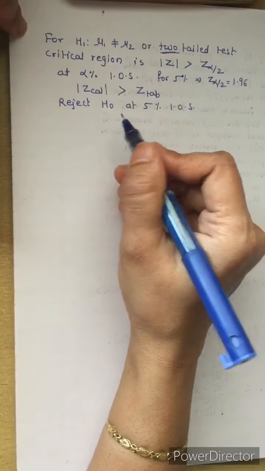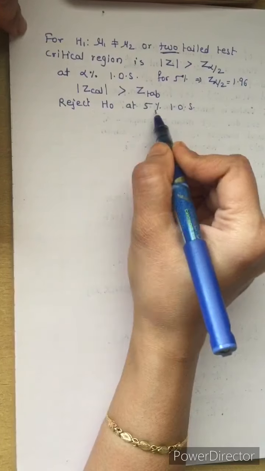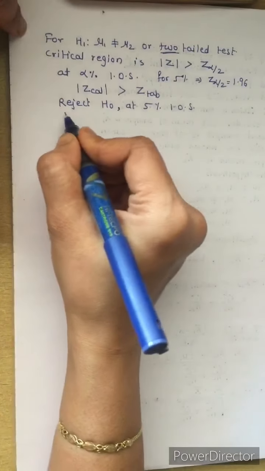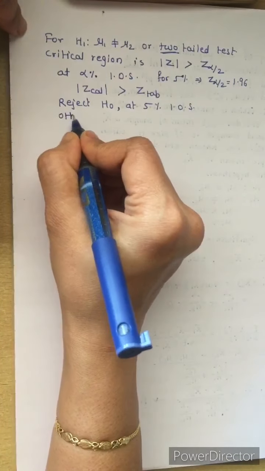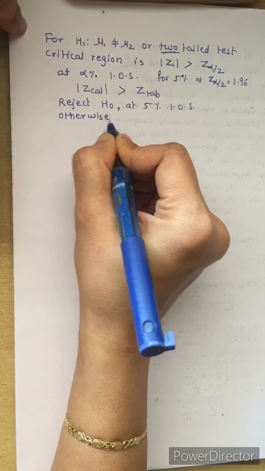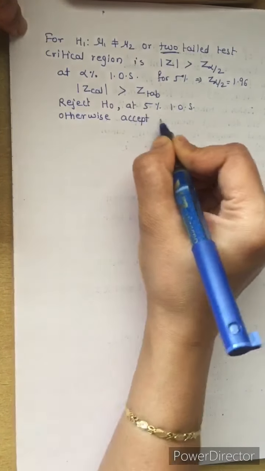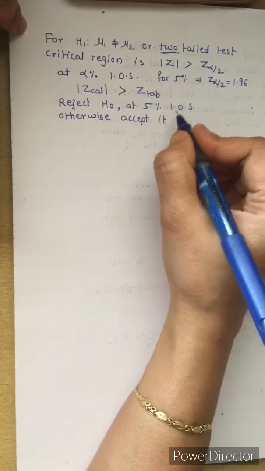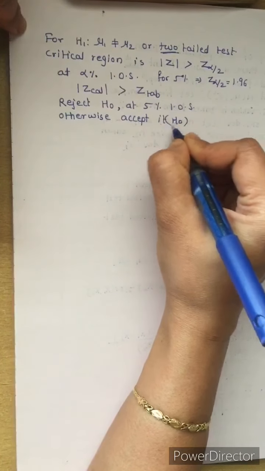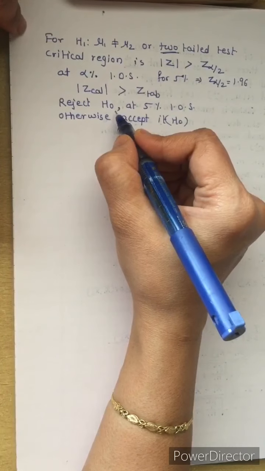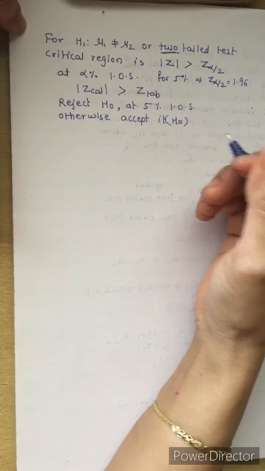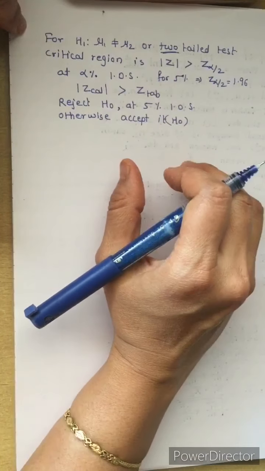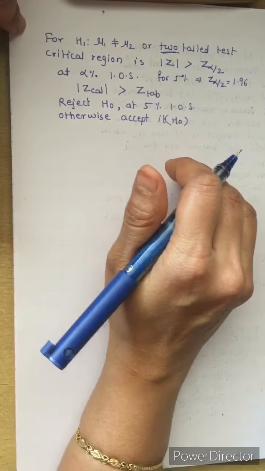Therefore, it is needed to write at what percent you reject or accept your hypothesis. When we reject our H0, otherwise we accept it. Otherwise means, if this calculated value is less than the tabulated value, then you accept your H0. When we reject H0, it means we accept H1. So whatever you place in H1, your alternative hypothesis, you just conclude according to that.